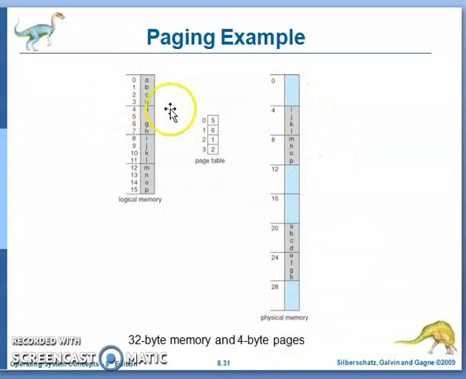Now page 0 is in frame 5. Counting frame 0, frame 1, frame 2, frame 3, frame 4, frame 5, this is frame 5. Page 1 is in frame 6. Page 2 is in frame 1. Page 3 is in frame 2. This is the page map table.